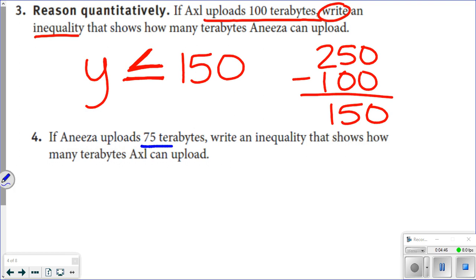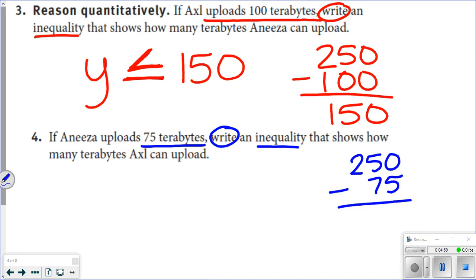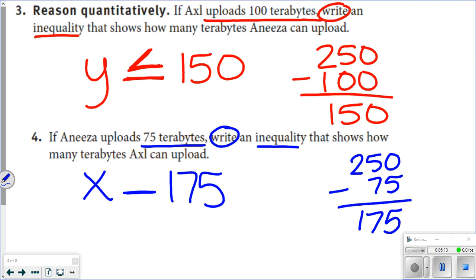Anisa uploads 75 terabytes. Write an inequality that shows how many terabytes Axel can upload. Axel has an X, up to 175 left. We could be exactly equal to that, or it could be less than.